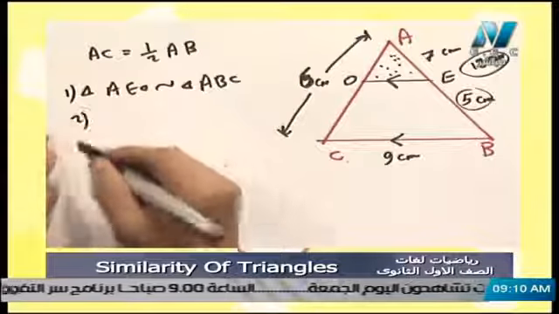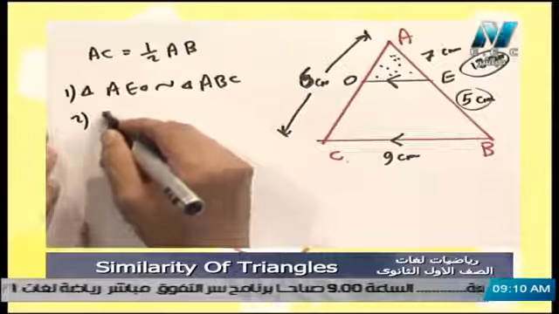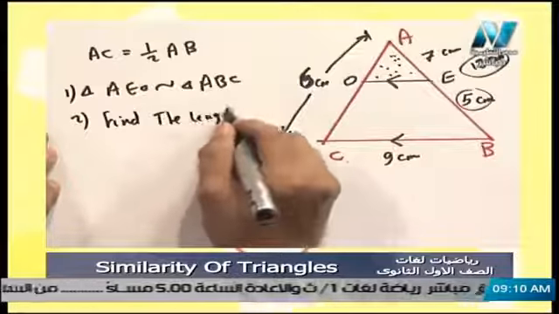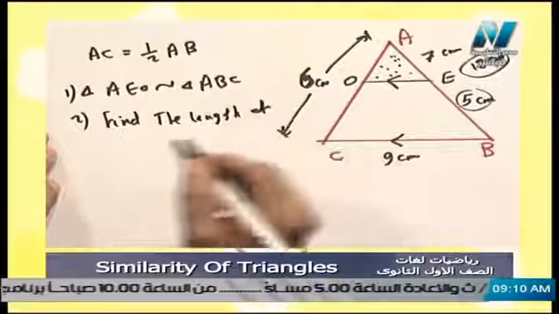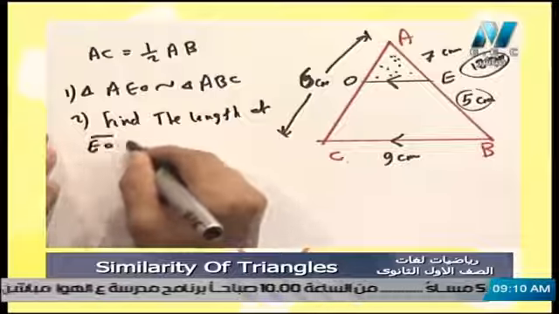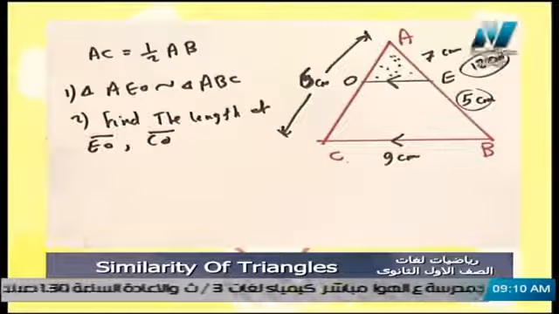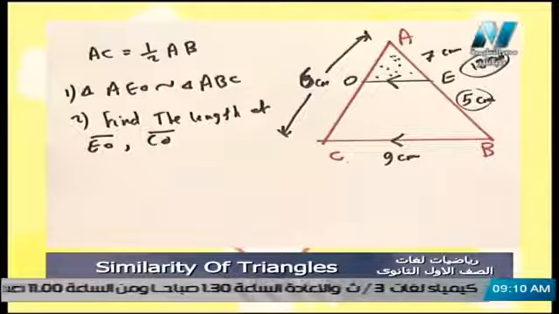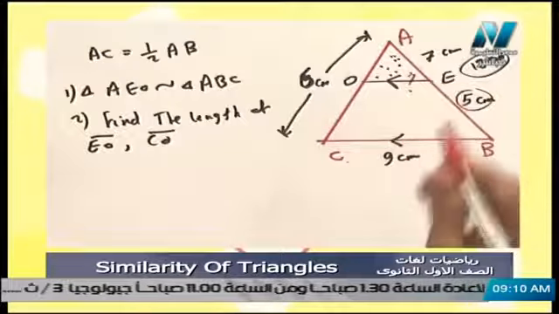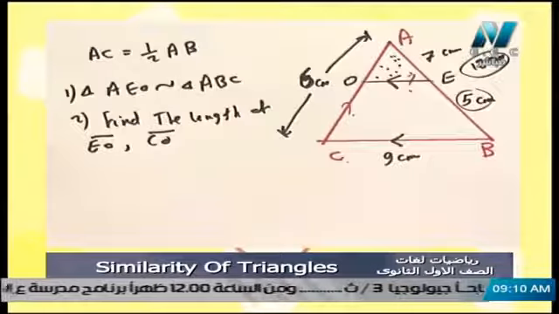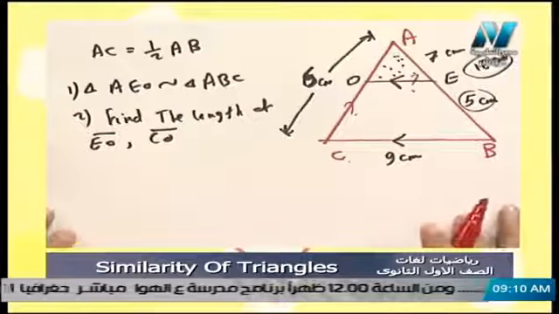The second request is to find the length of the line segment EO and line segment CO. Where is EO? Here is EO and here is CO. We would like to find its length.